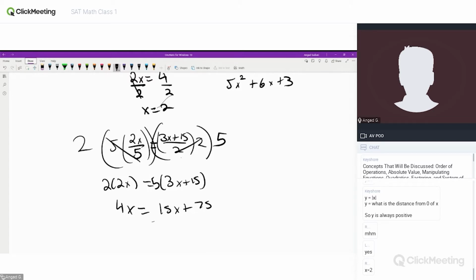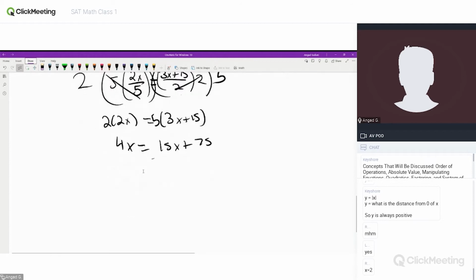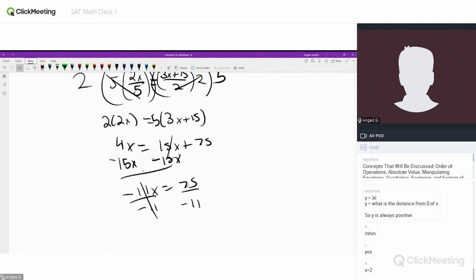So we're going to subtract, and from here we just manipulate it really simply. We just subtract 15x from each side, right? We get negative 11x is equal to 75. The answer would be, can this simplify? No, I can't. So negative 75 over 11, right? Do you guys get that?